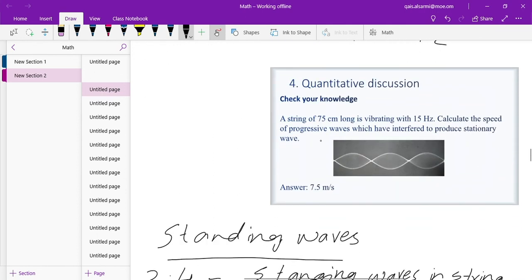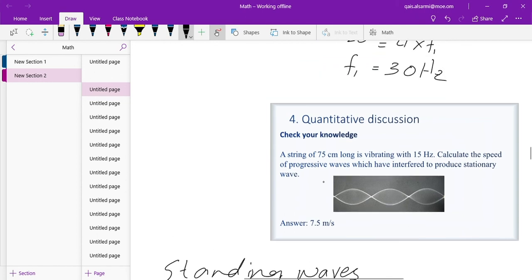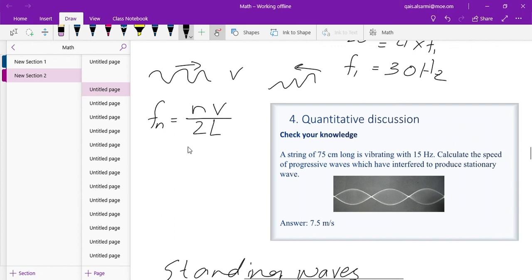Okay, now coming to the second question. Here they said a string of 75 cm long is vibrating with 15 Hertz. Calculate the speed of progressive waves which have interfered to produce a stationary wave. Now here in this picture we need to calculate the speed. Speed of who? Speed of individual waves which were traveling in opposite directions and meet. So we need to calculate that speed. The general equation for the frequency is nV over 2L.